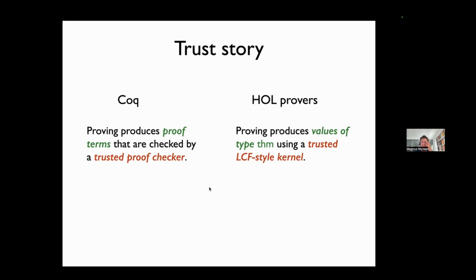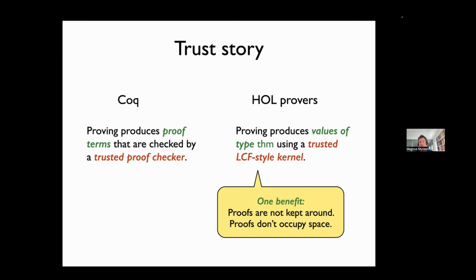While in HOL provers, they follow the LCF style. So proving produces values of type theorem using a trusted LCF style kernel. And one benefit I want to point out with this is that proofs are not kept around. Proofs don't occupy any space. We only can keep around the conclusion of the proof. And we don't keep that around either once it's no longer reachable in your program.